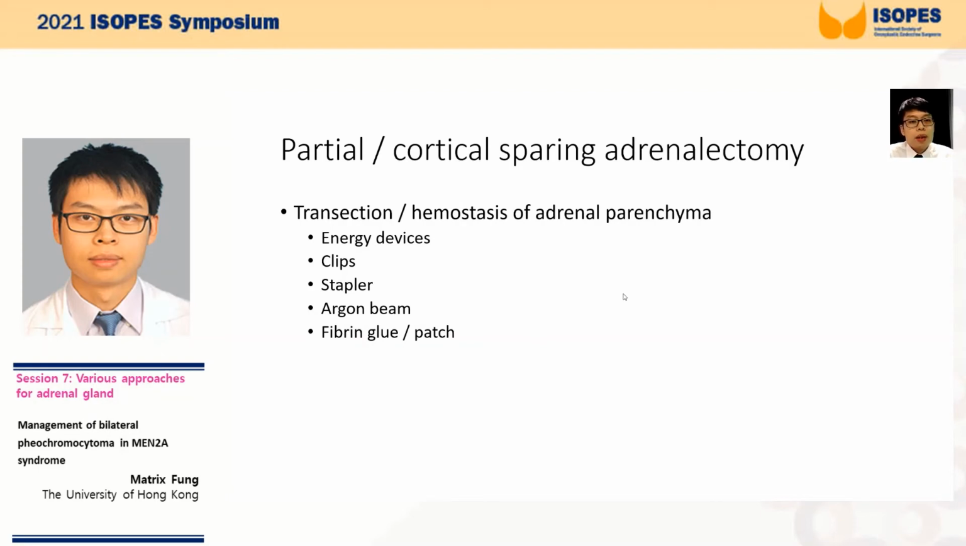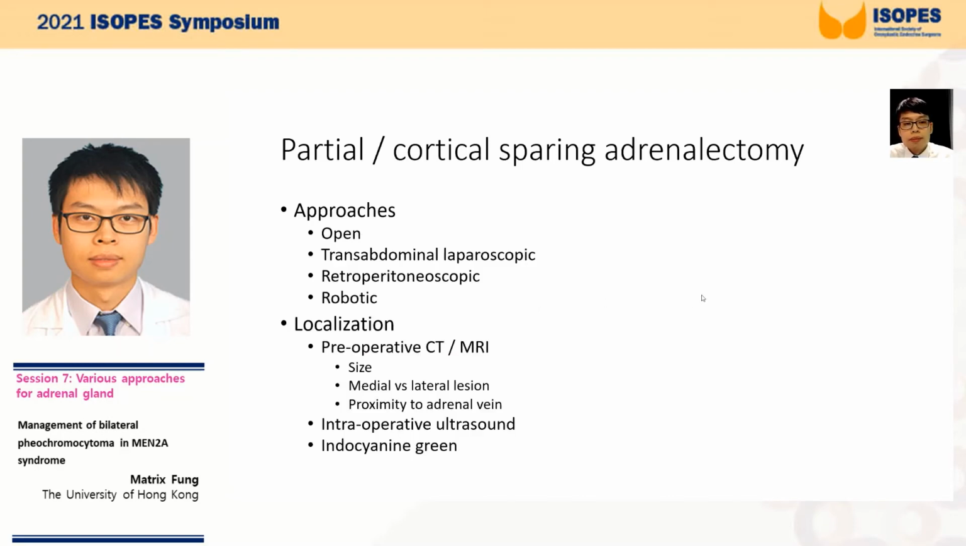There have been different techniques for transection of the adrenal parenchyma, namely the use of energy devices, clips, stapler, argon beam for hemostasis, and also fibrin glue. And all the approaches applied for total adrenalectomy can be applied for partial adrenalectomy, namely the open approach, laparoscopic approach, retroperitoneoscopic approach, and the robotic approach.